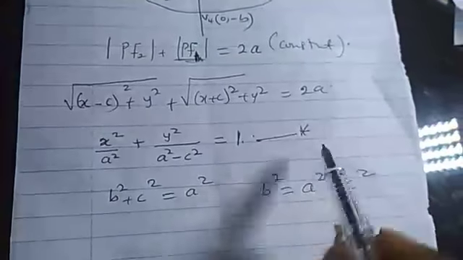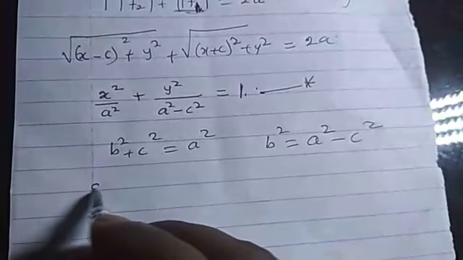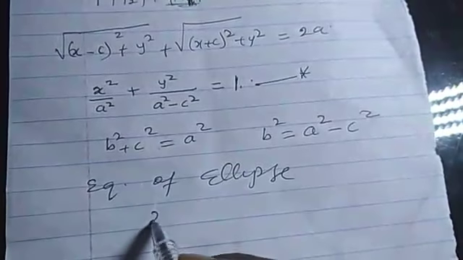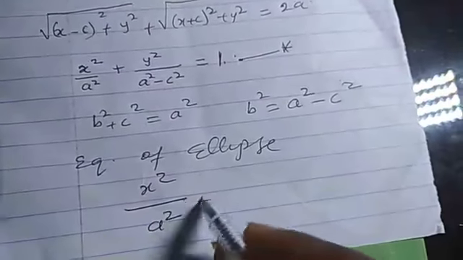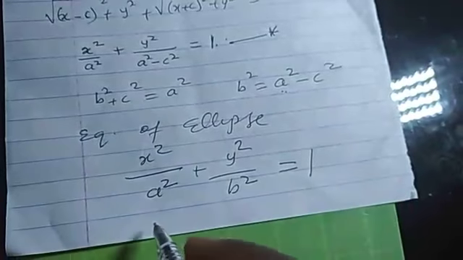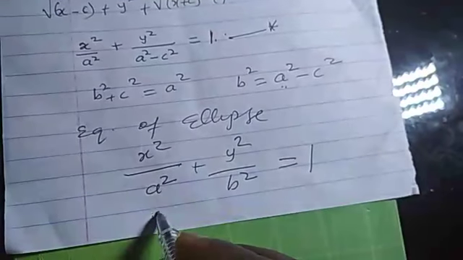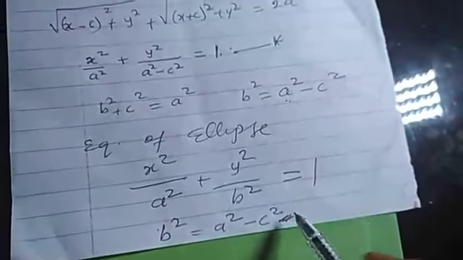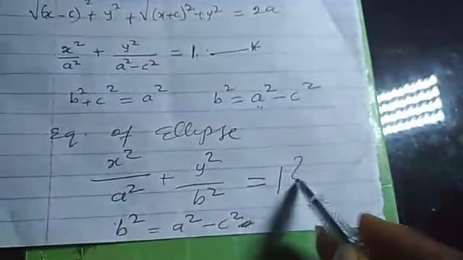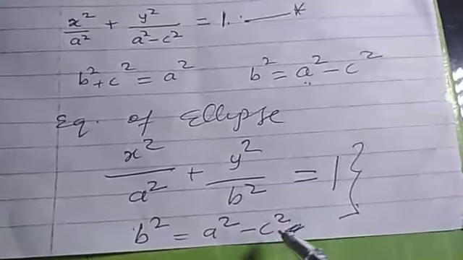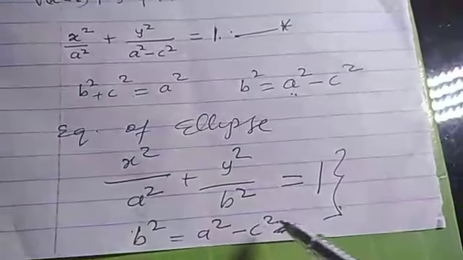If I substitute it in this star, the equation of the ellipse will now become x squared over a squared plus y squared over b squared equal to 1, where we have b squared is equal to a squared minus c squared. So we normally use these two when we are dealing with the equation of an ellipse. So we use this second equation to get our c, the value of c.